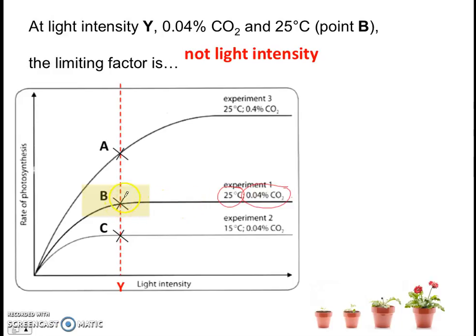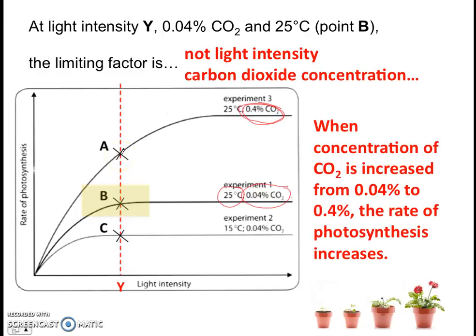But I can compare point B to point A, right? So if I compare B and A, it means that I increase the carbon dioxide concentration. So if I increase the carbon dioxide concentration from 0.04 to 0.4%, you find that the rate of photosynthesis increases, right? Comparing point B and point A. So the limiting factor at point B is carbon dioxide concentration.